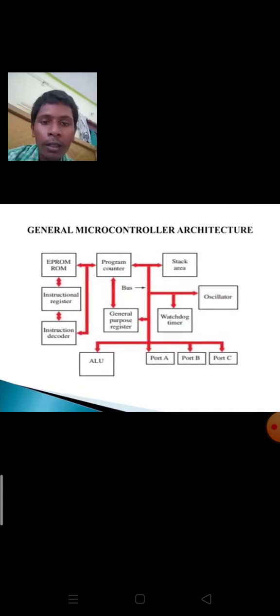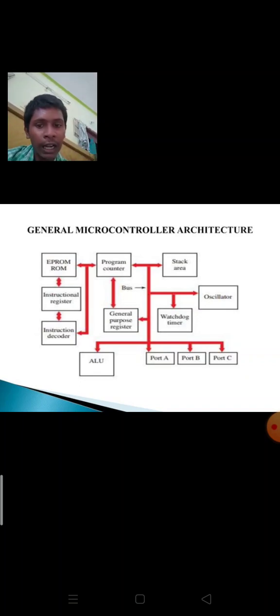General microcontroller architecture. This is the general microcontroller architecture. EPROM, ROM to transfer program counter to transfer stack. This is the bus. General purpose register. Watchdog timer, oscillator, instruction register, instruction decoder. They have port A, port B, port C, and arithmetic logic unit 2.